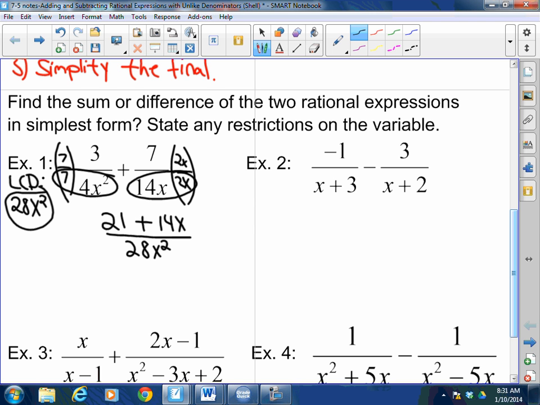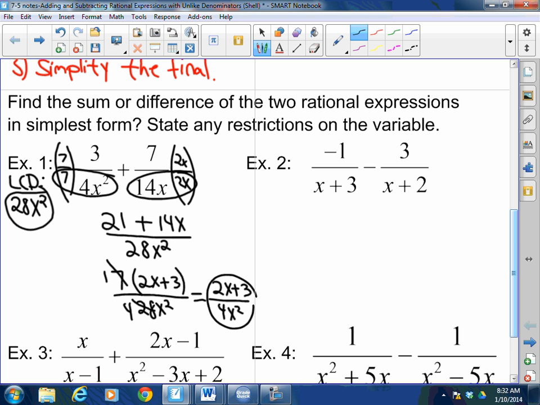Okay. Now, as always, guys, let's go ahead and factor, and let's keep the x as the leading coefficient in standard form. So I'm going to factor out a 7, which is going to leave me with 2x plus 3 over 28x squared. And then finally, I have to reduce. So 7 goes into 7 one time, 7 goes into 28 4 times. So my final answer is going to be 2x plus 3 over 4x squared. Does that make sense, y'all? Yes, sir.